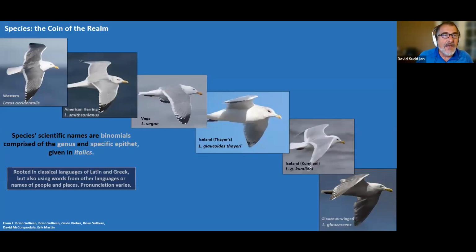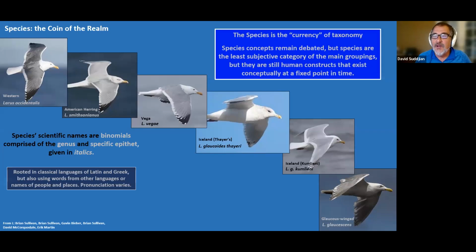So the species is the currency of taxonomy. Everything's kind of flowing from that. And as we were saying, the species are given by binomials. So we have a genus and specific epithet in italics, and they are rooted in the species names. Scientific names are rooted mostly in Latin and Greek, but we also encounter a lot of words from other languages and also the names of people and places in there.